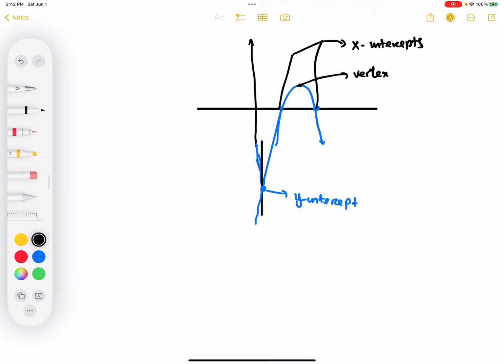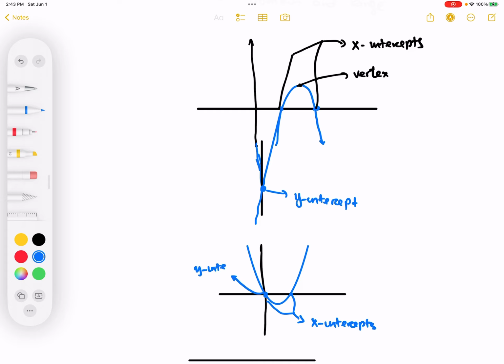Similarly, if the graph opens up, let me draw a sketch of the graph. Let's say the quadratic function looks like this one. These two points are known as x-intercepts, and it crosses here at the y-intercept, and this point is the vertex.